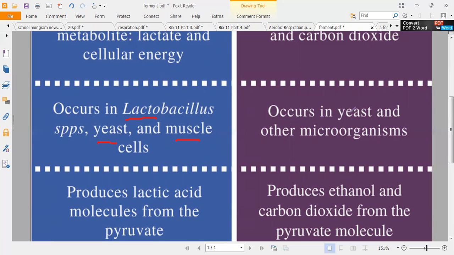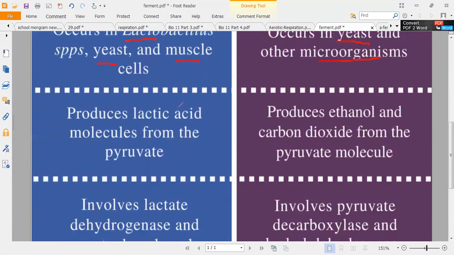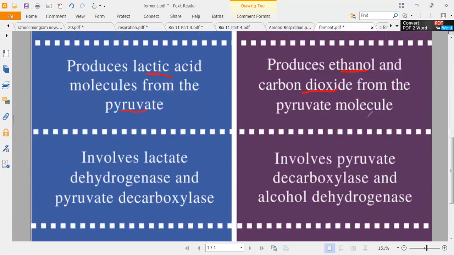Then that is alcoholic fermentation, which occurs in yeast and some bacteria and microorganisms as well. Lactic acid fermentation produces lactic acid molecules from pyruvate, and in alcoholic fermentation we get carbon dioxide and ethanol from the pyruvate molecule. Lactic acid fermentation involves lactate dehydrogenase, in which hydrogen is removed, and decarboxylase as well sometimes.